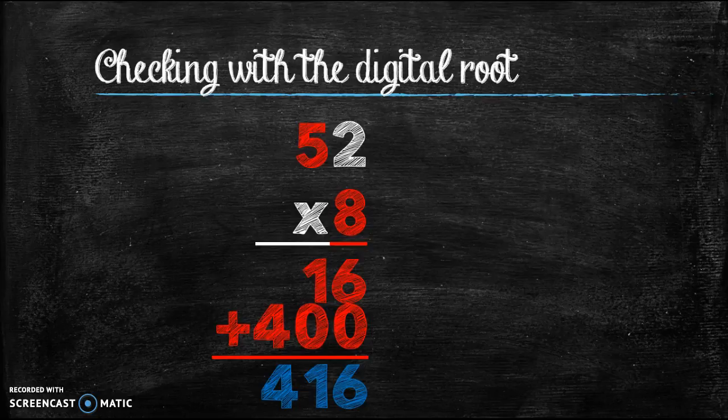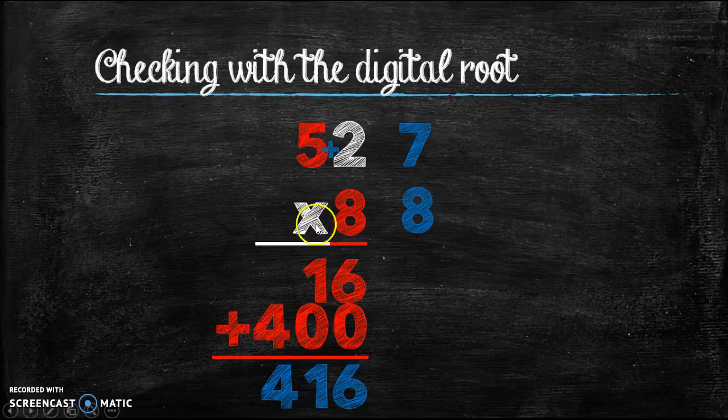Anyway, so here's our original problem, 52 times 8, and we found that the answer was 416. Well, this is how you check for a digital root. You're going to start off by adding the 2 digits on top of your multiplication problem. So 5 plus 2 equals 7. You always want to get this down to 1 digit, and it is 1 digit. So then we're going to look down here at the 8. That's just 1 digit too. So we're just going to transfer it over here.